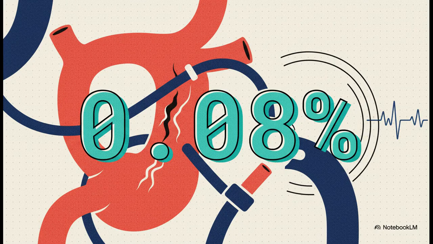0.08%. That sounds tiny, doesn't it? But an iatrogenic aortic dissection that happens during cannulation, or right at the start of bypass, is one of the most feared complications in all of cardiac surgery. It has an incredibly high mortality rate, and as anesthesiologists with our eyes on the TEE, we are often the very first people to spot it.